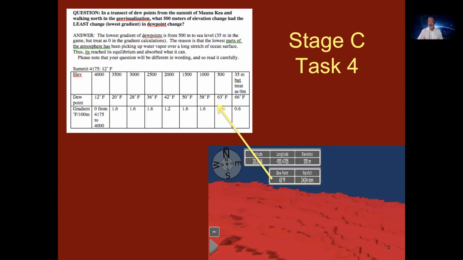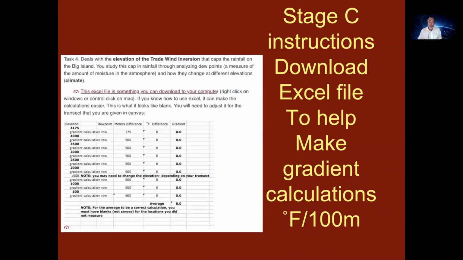So once you gather these data, following basically what you're doing, which is called a transect, where you're going in a line and making measurements in a line and how things change, what do you do with the data once you've collected it? Well, I recommend that in Canvas, I provided you an Excel file that you can download. You can certainly make the gradient calculations by hand, but I've provided you an Excel file that you may have to adjust and modify for the transect you're given in Canvas, but it's a base that you can work with to help make the calculations.